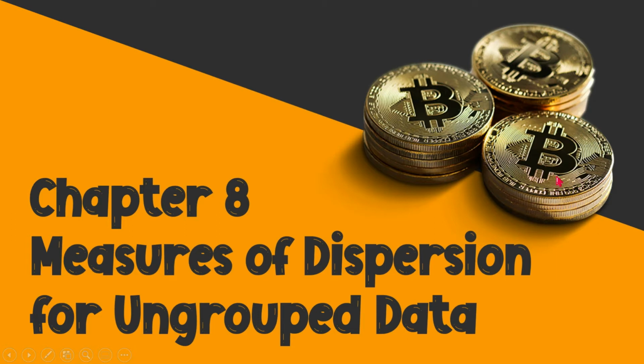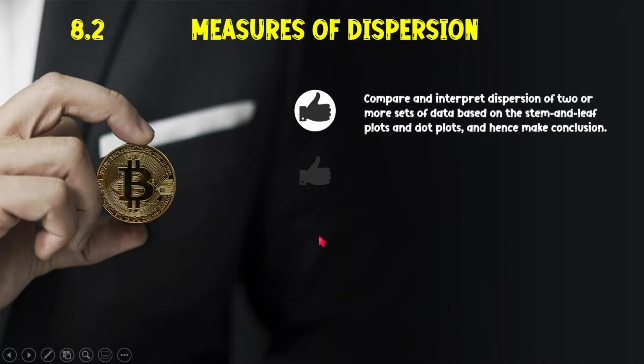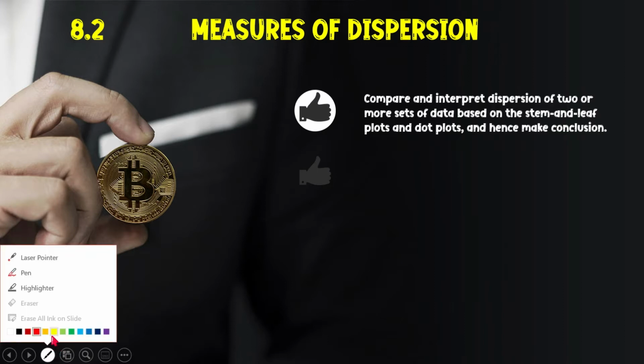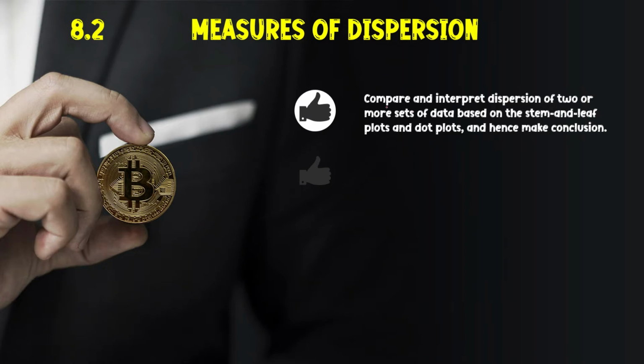Today we want to learn chapter 8, measure of dispersion for ungrouped data. This is what you have learned before. You have learned what measures of dispersion are, and how to compare and interpret dispersion based on stem and leaf plots and dot plots, and make conclusions. You've already done this.